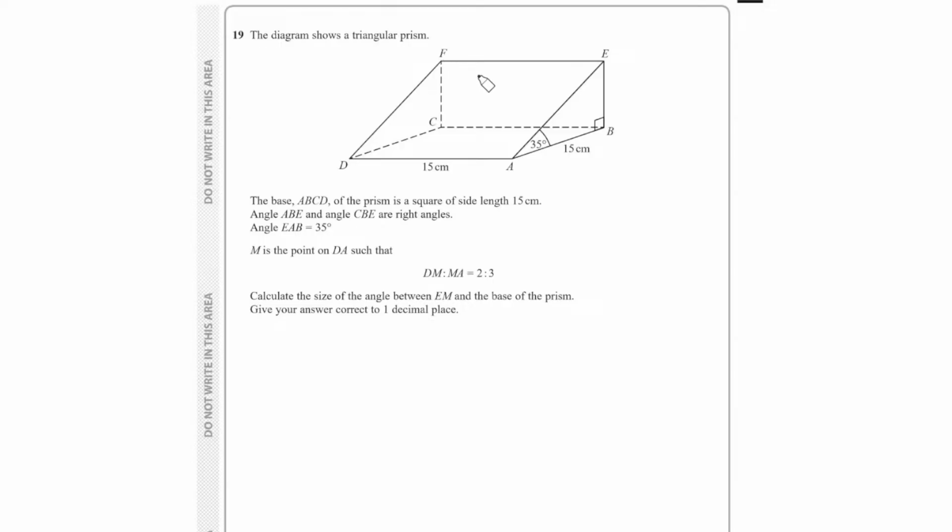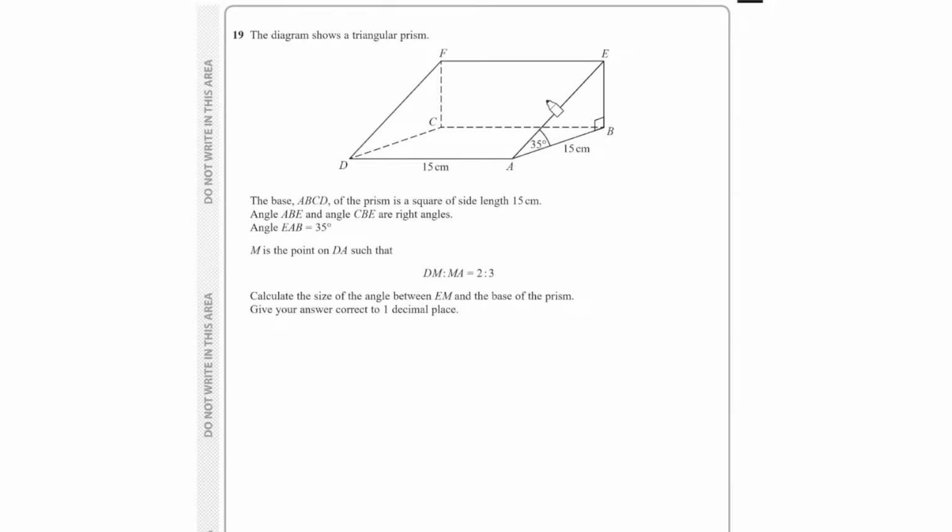The diagram shows a triangular prism. The base ABCD of the prism is a square. This is something to note, because it doesn't look like a square, but they've said that it is a square, side length 15. So just be aware of that. Angle ABE and angle CBE are right angles.